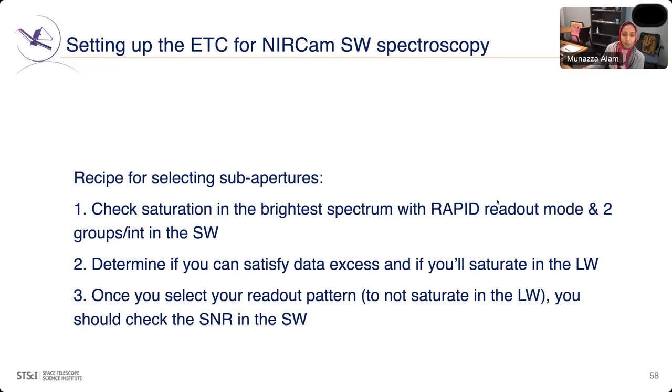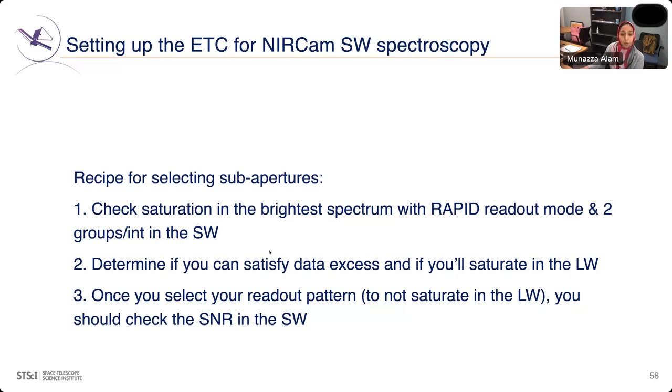Also, just as a reminder, when we are balancing the saturation and the signal to noise in the short wavelength, and the data excess as well, we're going to want to be doing these trade-offs with different sub-apertures, as Aaron described. And the recipe for selecting our sub-apertures, just to set it out front here, is we'll want to check the saturation in the brightest spectrum with a rapid readout mode and 2 groups per integration in the short wavelength.